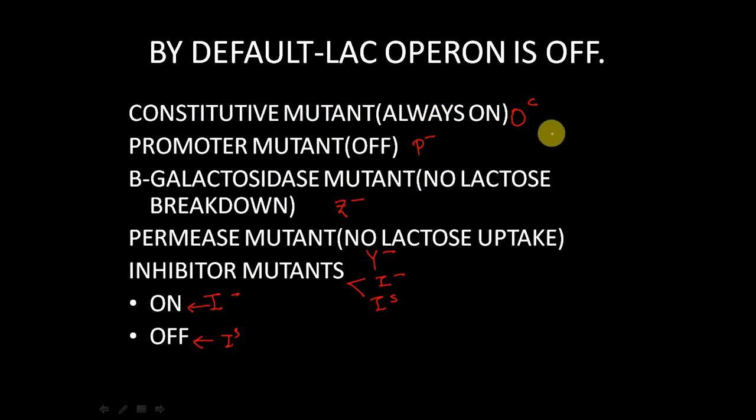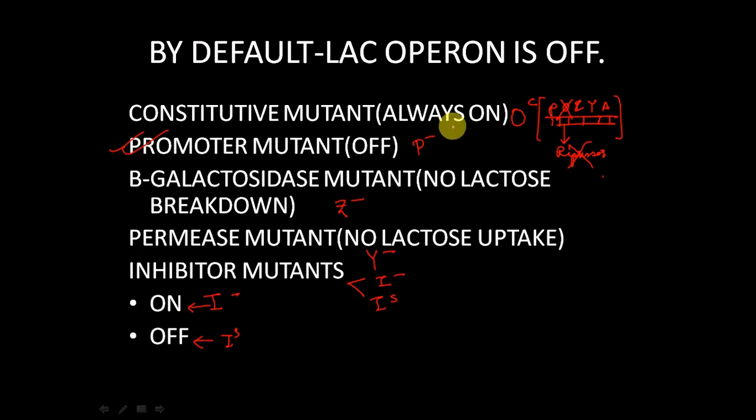So the constitutive mutant is basically the case where your promoter, operator, Z, Y and A, this is the basic structure. This operator is not present. That means the control element is not present. Since this is not present, the repressor will not come and bind out here. Since the repressor can't bind, this particular unit will always be on, or it will always keep the Lac Operon switched on.